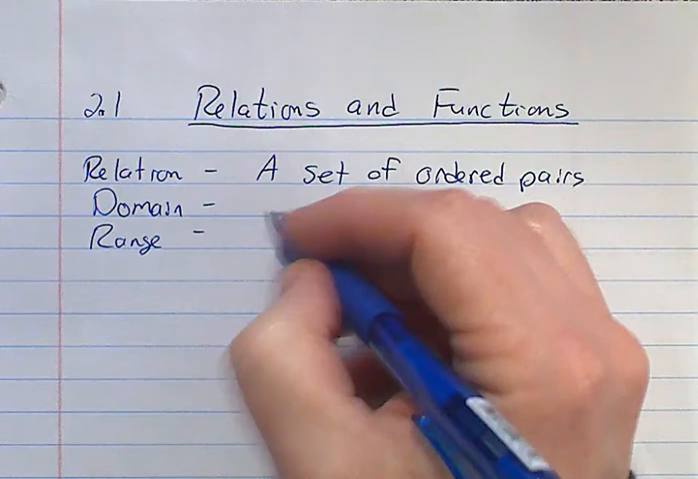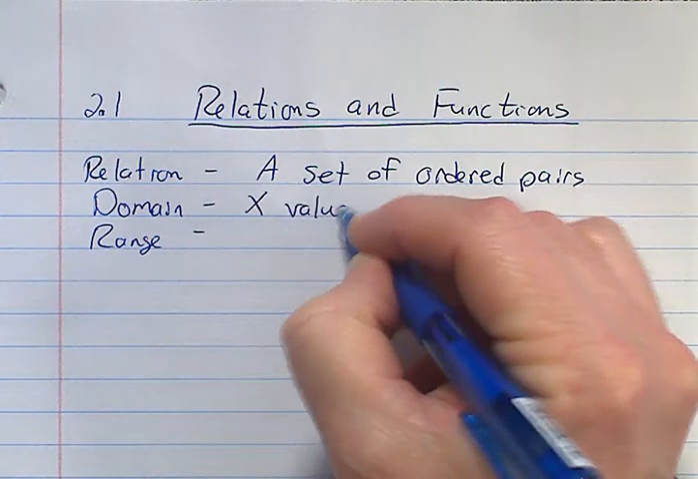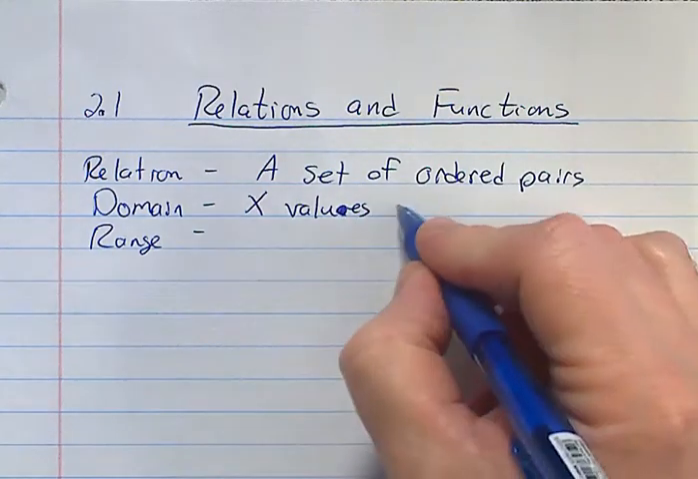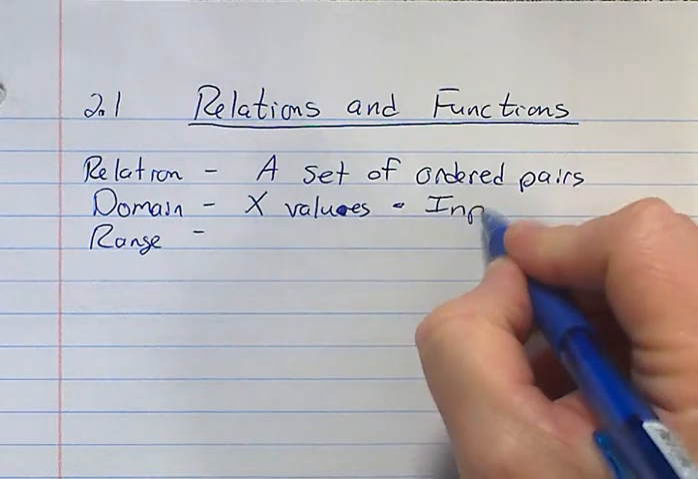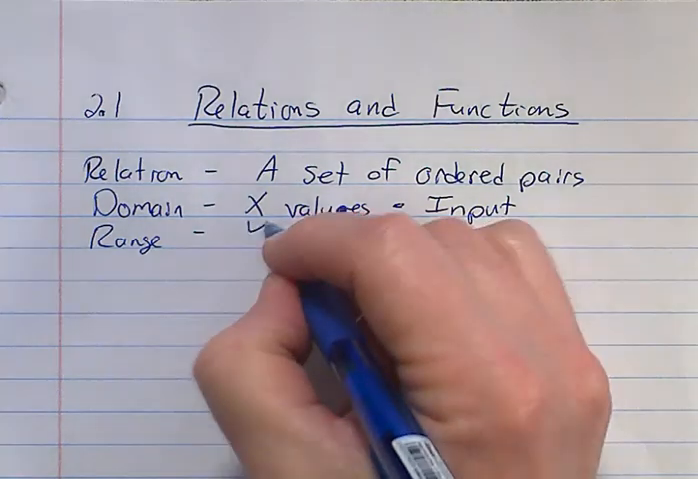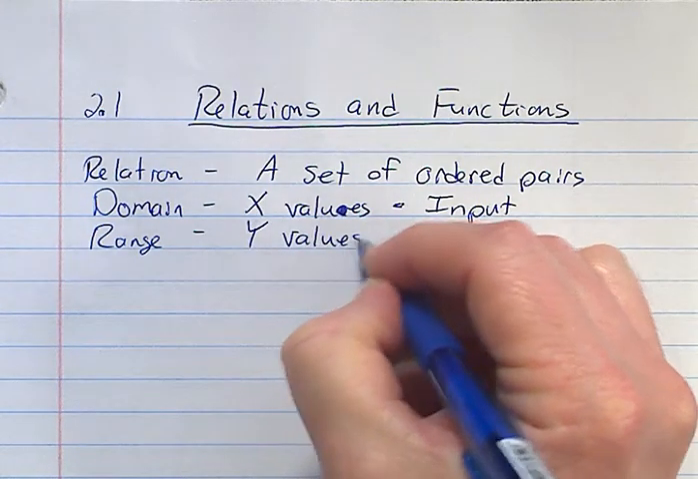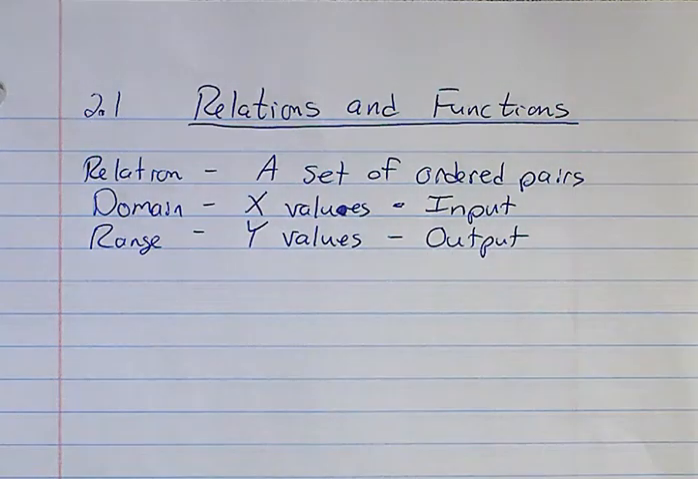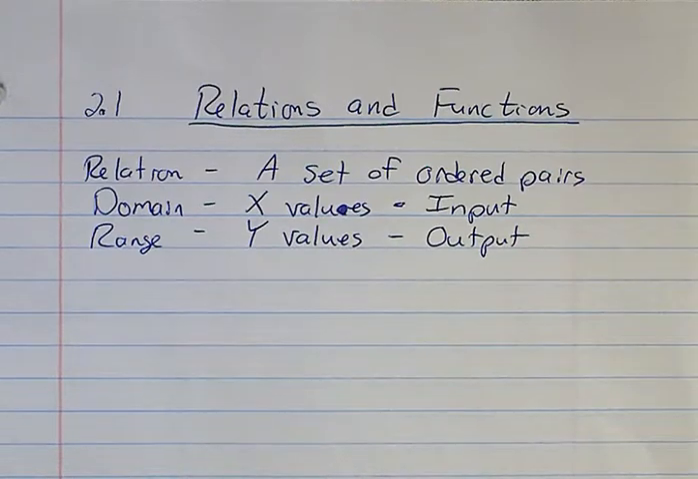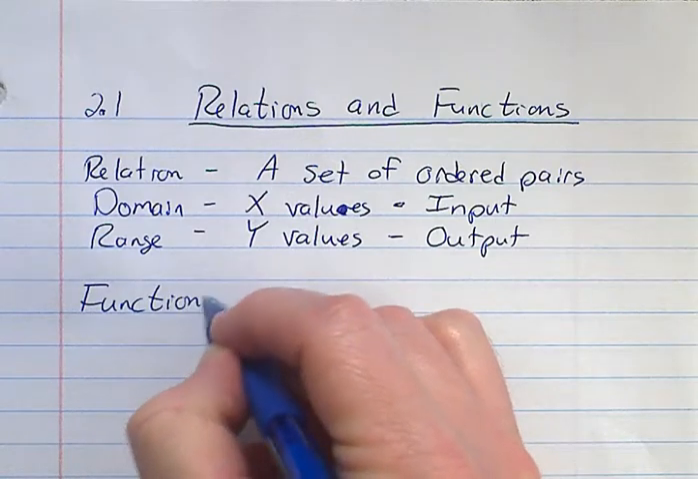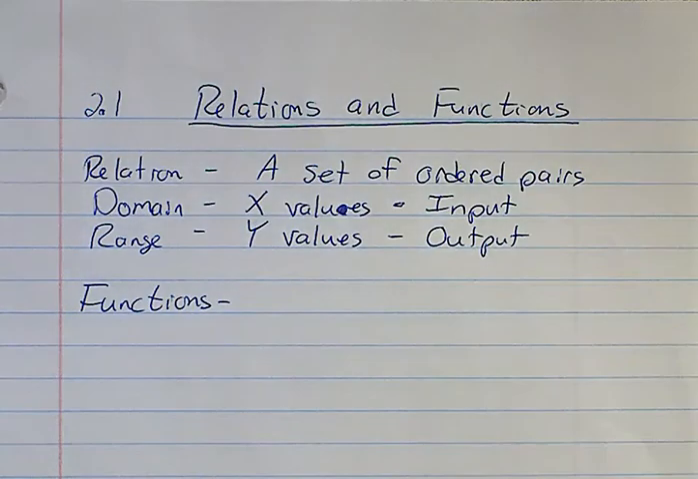Domain is just the x values of your ordered pairs. Sometimes they're going to call that the input, because that would be the numbers you plug into an equation. Your range, that's your y values. That is your output. That's the answers you get after you plugged in whatever the input was. I would just have to go back and practice what domain and range is. But here's what a function is.